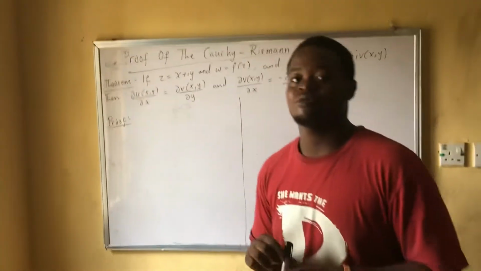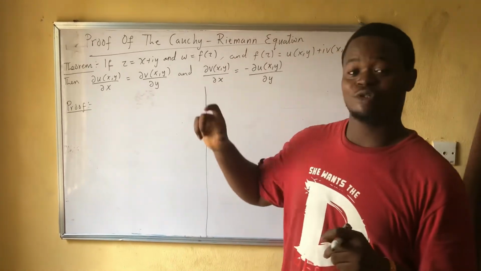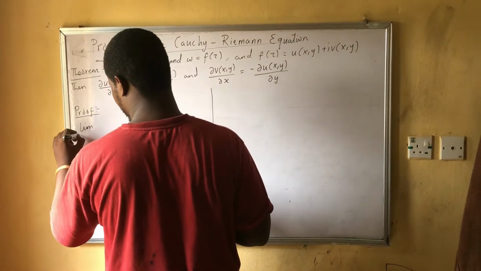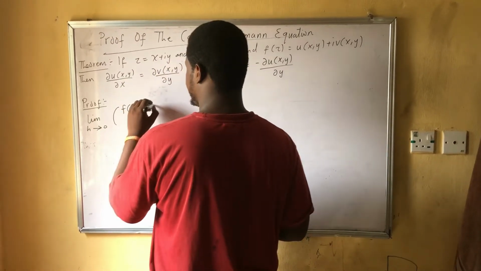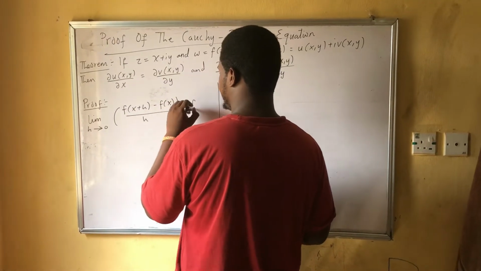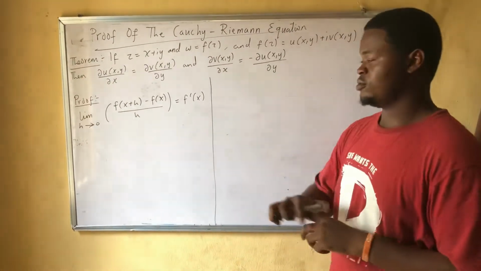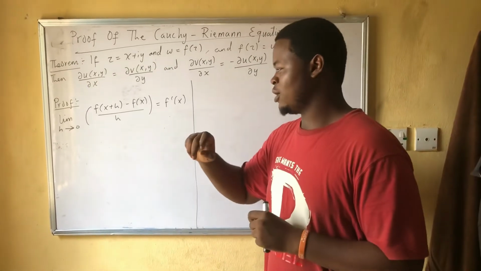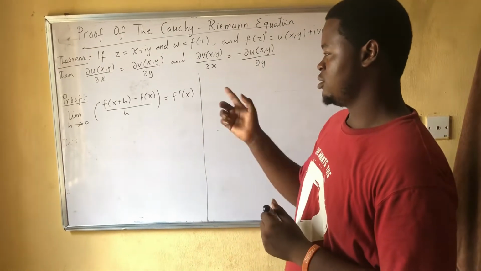Now the first thing we are going to do is to look at the definition of differentiation, what we did in calculus 1, which states the limit as h approaches 0. We all know this definition. So it is with our knowledge of calculus 1 that we are going to approach this particular proof.